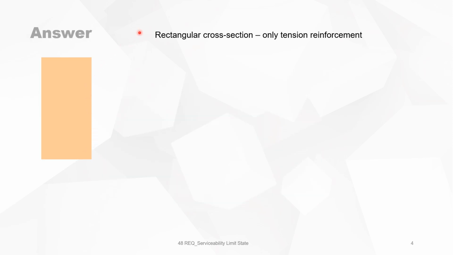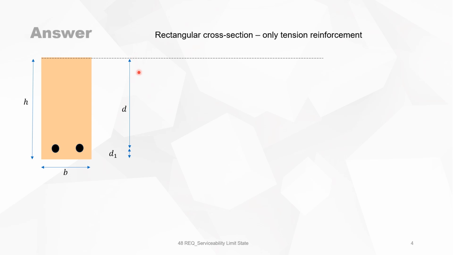So we start with the rectangular cross-section with only tension reinforcement. The cross-section has a depth of h and a width of b. The reinforcement is there. The point of gravity of the reinforcement is g1, and the effective depth is d.